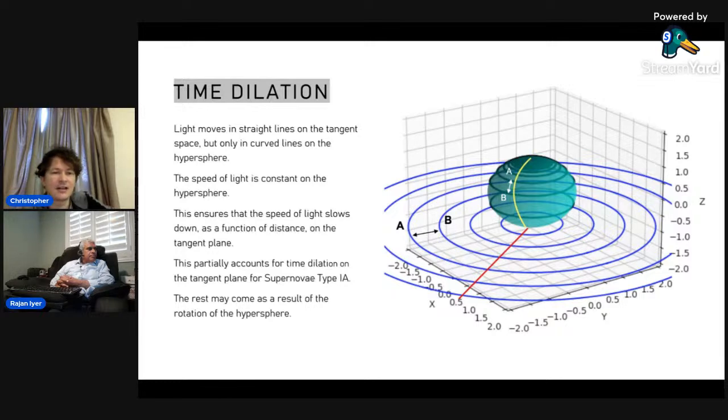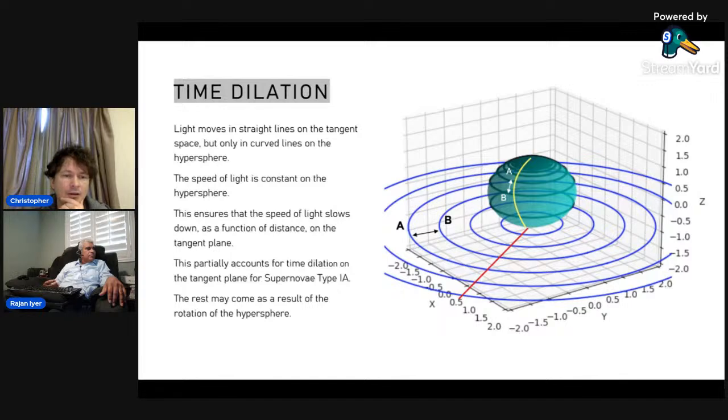So originally I had stated that the speed of light was constant on the hypersphere. I'd done that to fix some issue, but I was supposed to turn it back, and then I kind of forgot about it.